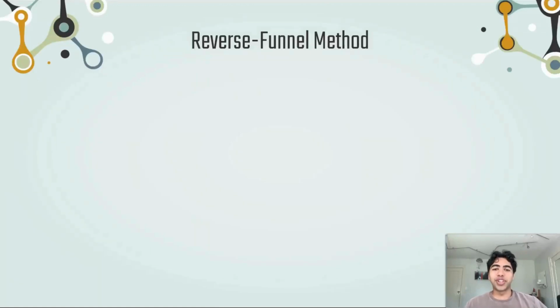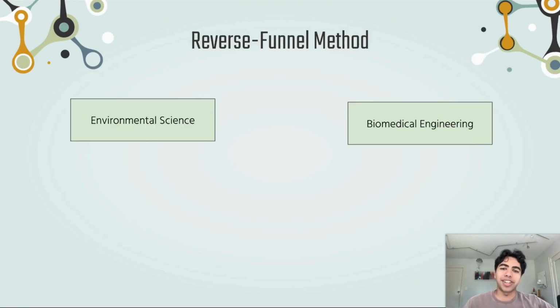So first of all, if you're starting at square zero, I want you to think about one or two major disciplines that you are interested in. For example, this could be environmental science and biomedical engineering.